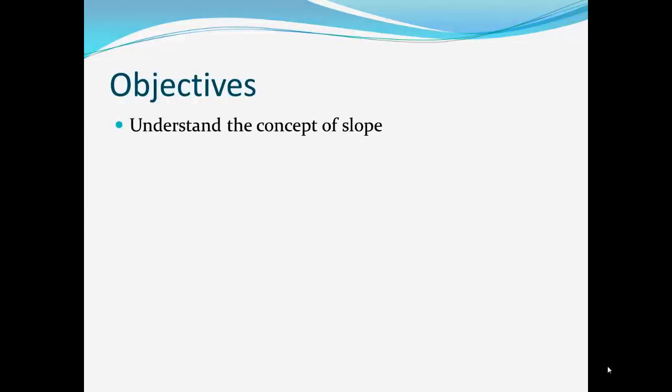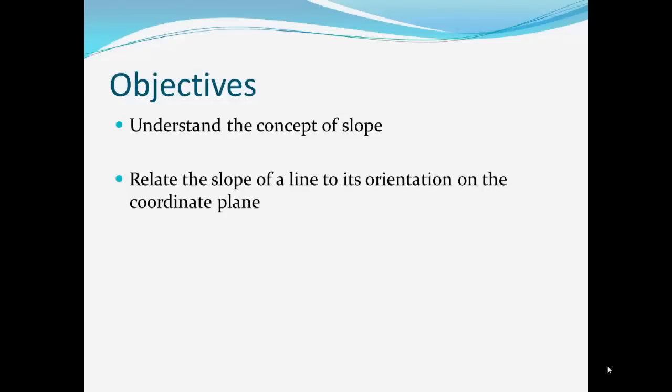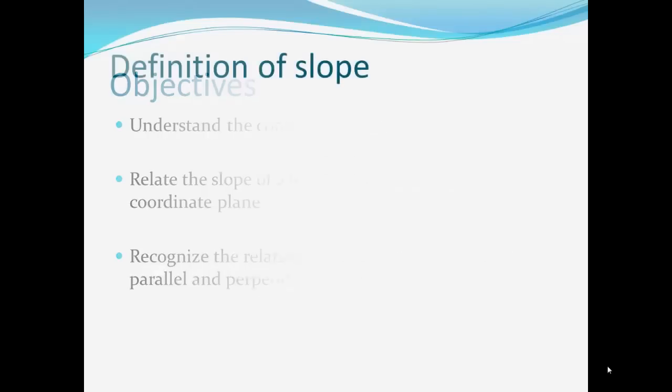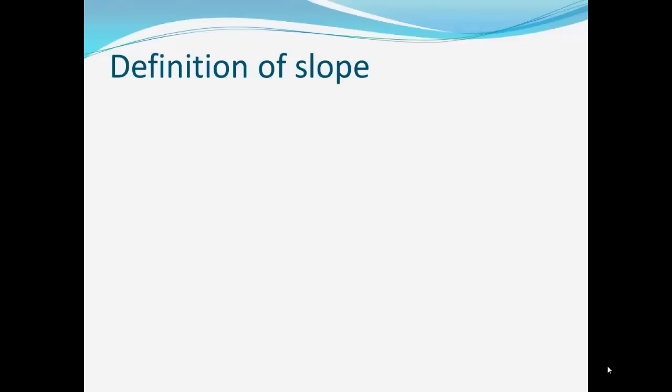There is some geometry involved as far as what you'll need to know, depending on what they're asking, but we'll get into that. So first objective is to understand the concept of slope. The next one, you need to be able to relate the slope of a line to its orientation on the coordinate plane. And finally, recognize the relationship between the slopes of parallel and perpendicular lines. So let's start at the beginning with the definition of slope.